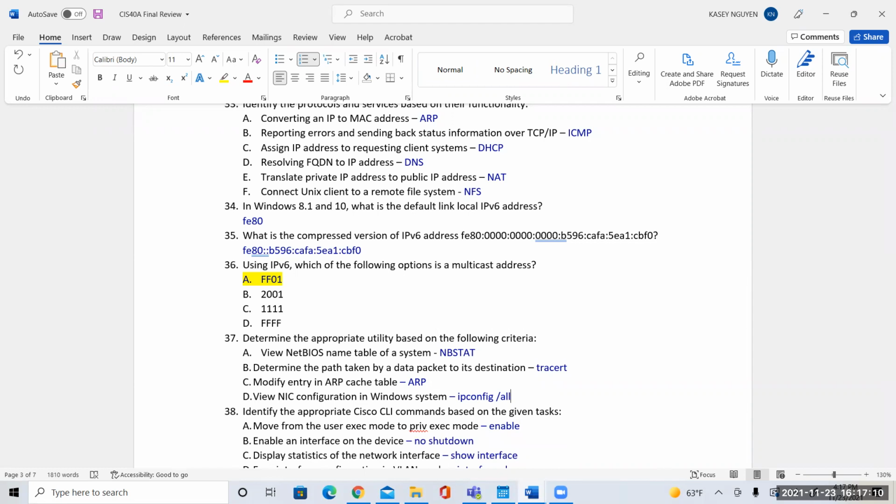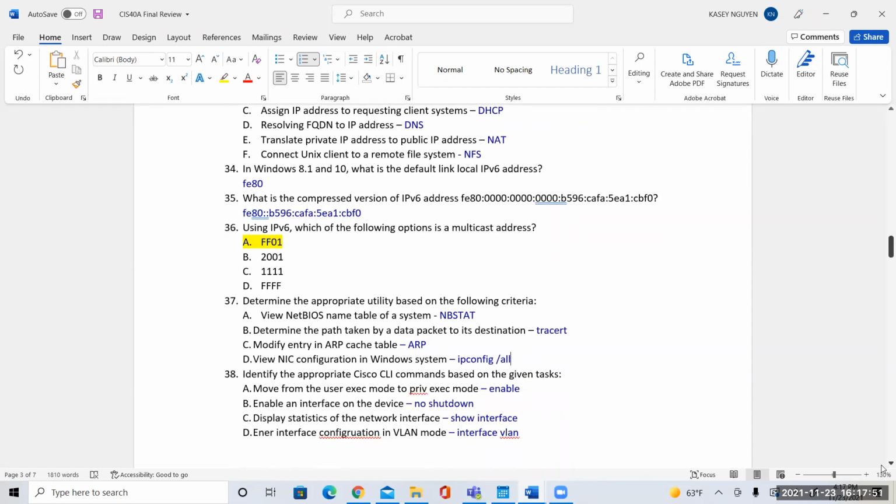Identify the appropriate Cisco CLI commands based on the given task. A, move from user exec mode to priv exec mode. That's your privilege exec mode. You need to do enable. Sometimes you can do en, but typing out enable will be fine. B, enable an interface on the device. No shutdown. C, display statistics of the network interface. That's easy. Show interface. And we have to do that in privileged exec mode, not the user exec mode, or the global configuration mode, I should say.